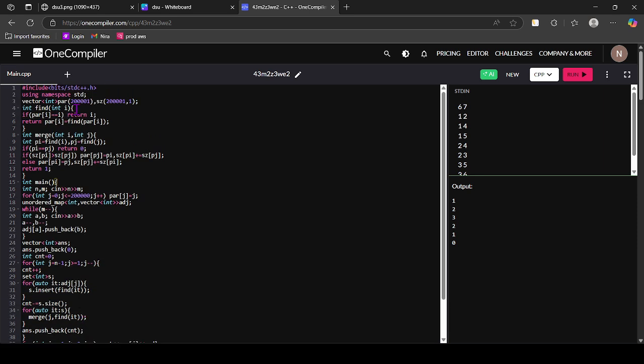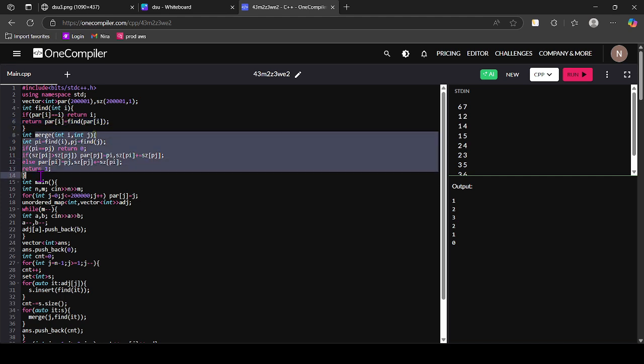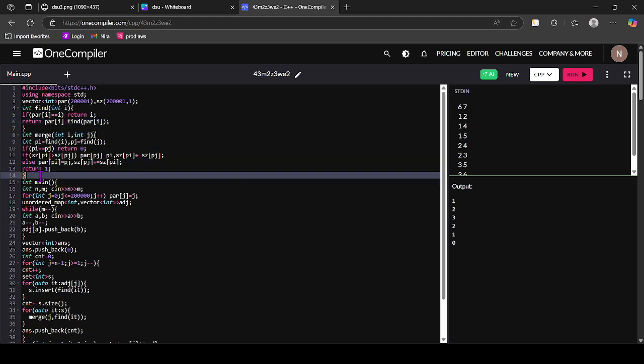So what is find? It will find the parent of parent and store that in the parent of I. And what will merge do? It will do it based on union by size. We discussed this in the first video. If the size is larger, we will merge according to those, and so on.